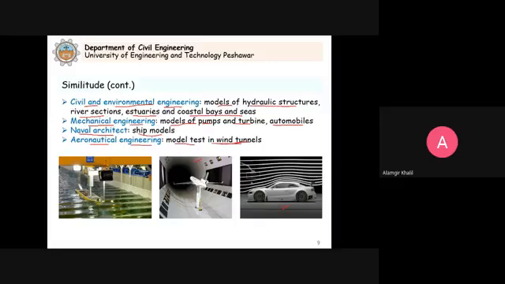So if in earthquake engineering you construct a small model and you test it, and then you predict the performance of the full scale structure, that is also similitude. This is the main idea behind this. Now, because we study fluid mechanics, most of the hydraulic structures, river sections, estuaries, coastal bays are written here. But the discussion of similitude is not limited to only these cases.